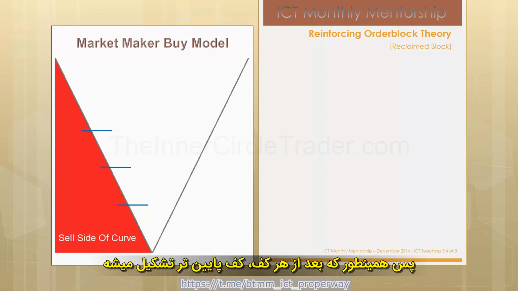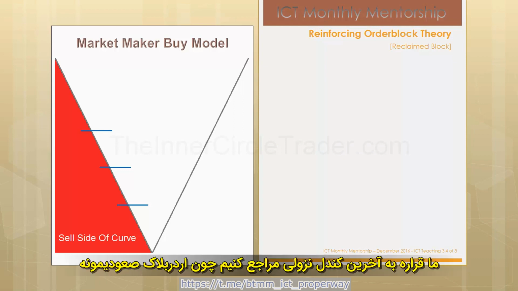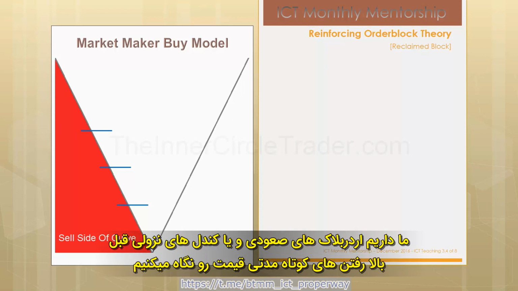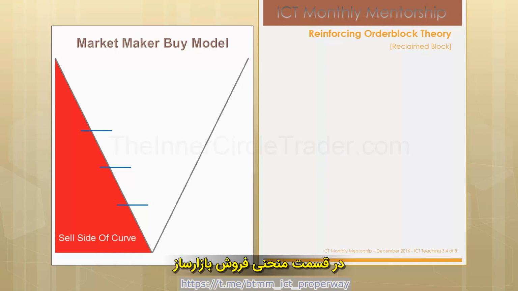So as the market keeps creating lower lows, every time the price makes a small short-term move higher, we're going to be referencing that last down candle, because that's a bullish order block. We're watching the bullish order blocks, or the down candles, right before a small price movement higher during the sell side of the curve.